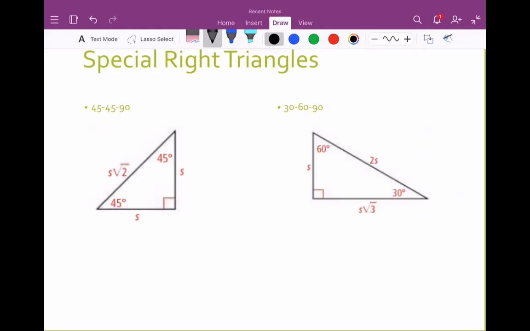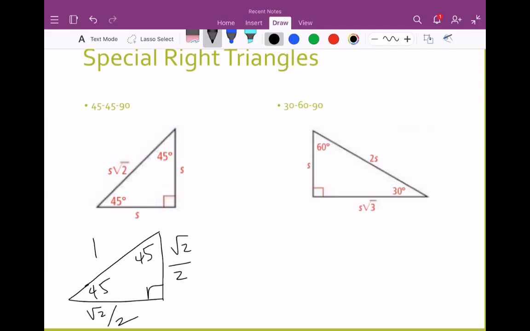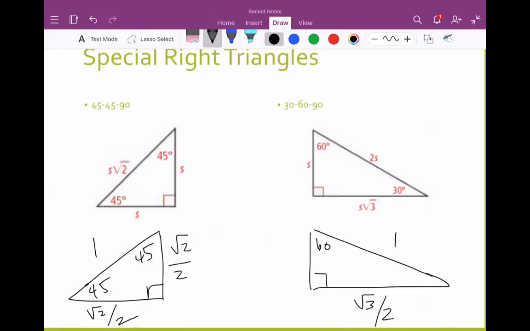So again, for the 45, 45, 90 right triangle, our hypotenuse is 1, and then the other two sides were the square root of 2 over 2. I would draw that in your notes. And then for the 30, 60, 90, our hypotenuse again is 1. The long side is the square root of 3 over 2. And the short side is 1/2. Again, I would draw both of these special right triangles filled out with how they would be seen on the unit circle in your notes because you're going to use those.